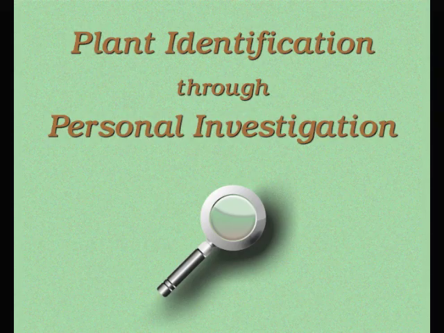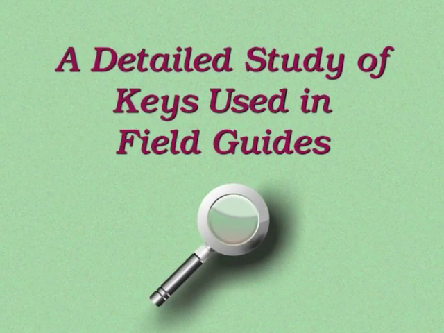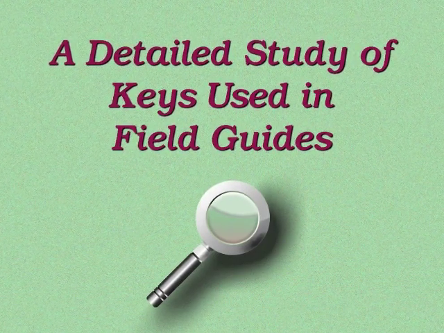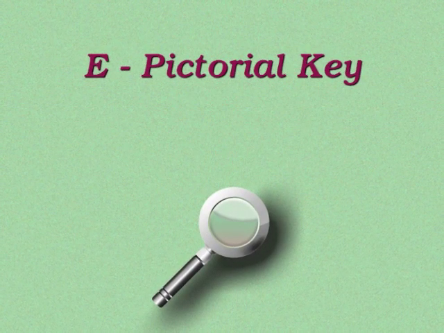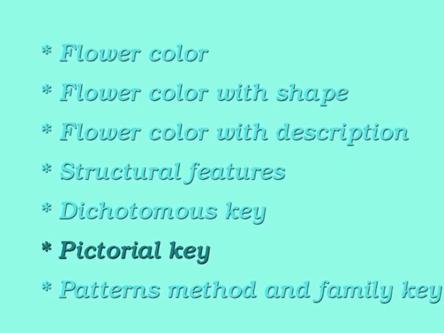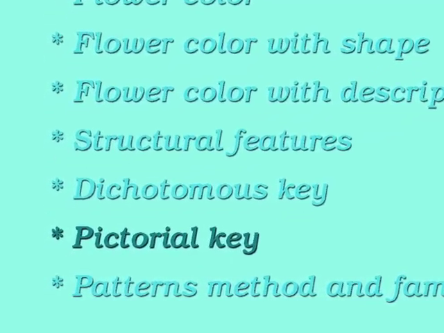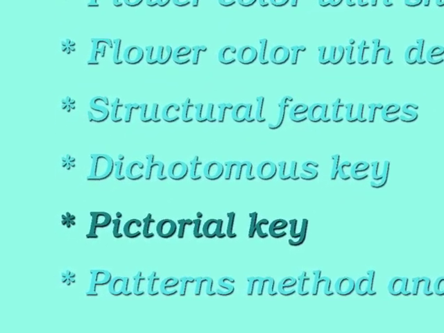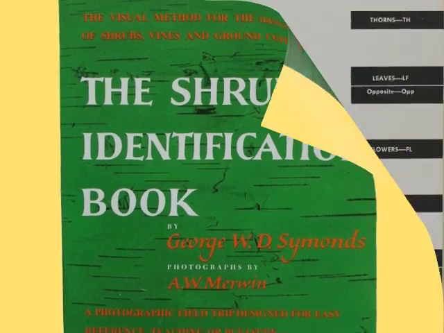This is video E of the series titled A Detailed Study of Keys Used in Field Guides. We've looked at keys based on a flower's color, a key based on a plant's parts, and we've practiced using a dichotomous key with two different plants. Now, let's work with the pictorial key, as used in the shrub identification book.